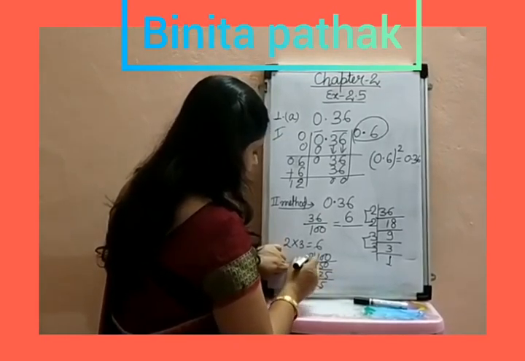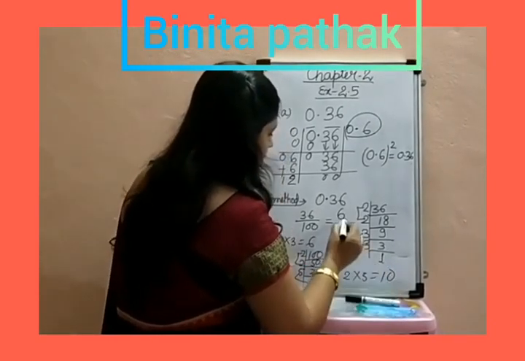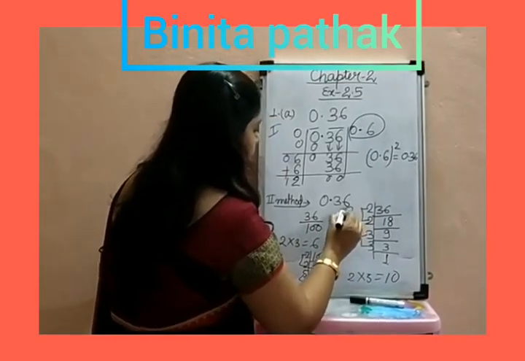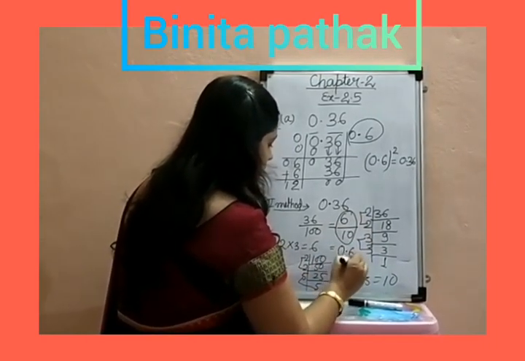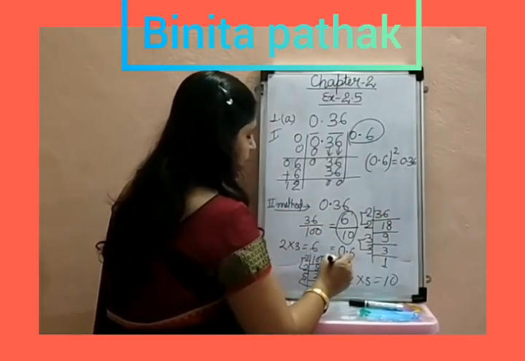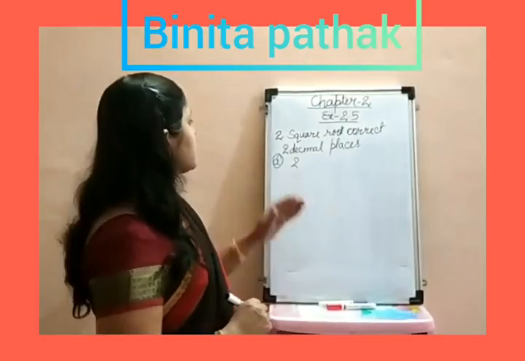So 2 into 5 is equal to 10. 6 upon 10. And when we convert it into decimal, it will be 0.6. The answer will be same. So let's do our second question. This is the second question.